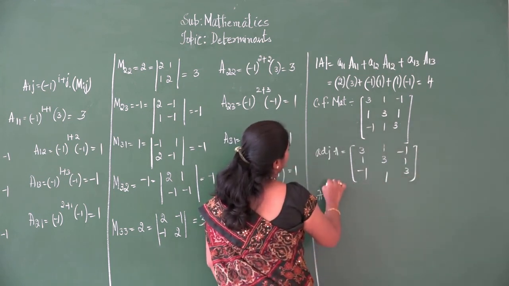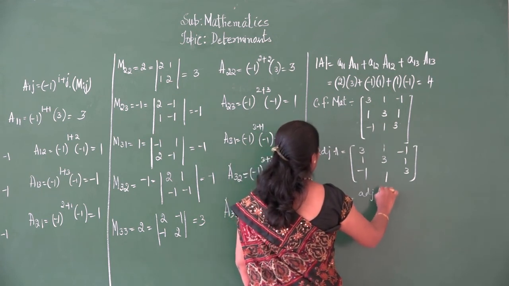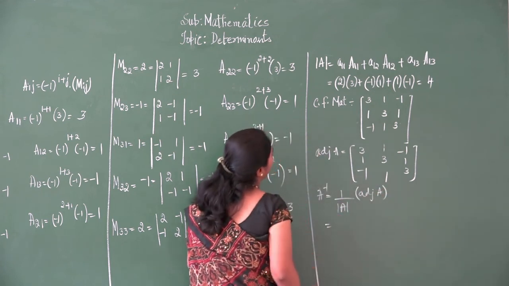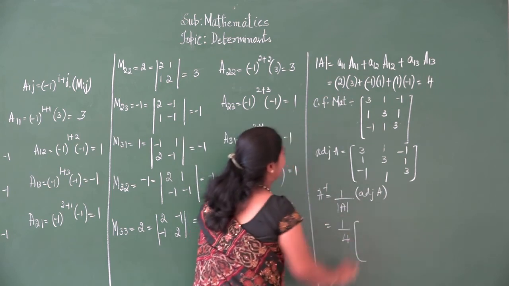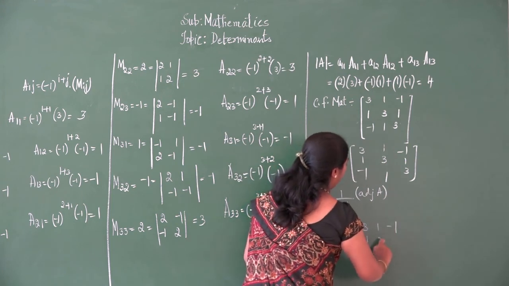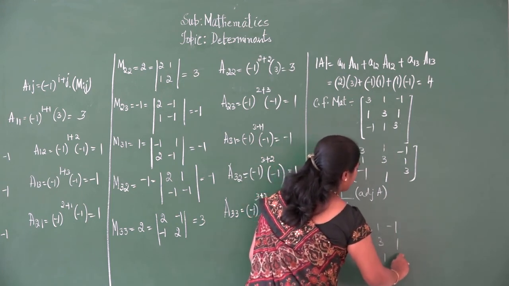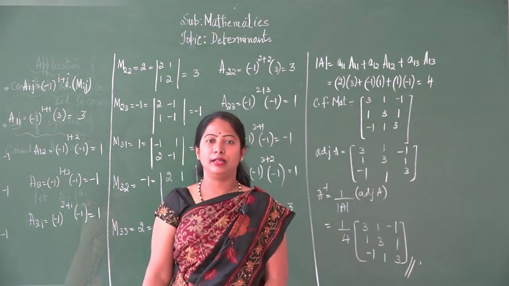How do you define A inverse? 1 by determinant A into adjoint A. What is determinant A? 1 by 4. 1 by 4 into, what is adjoint A? 3, 1, minus 1, 1, 3, 1, minus 1, 1 and 3. This is the required answer.